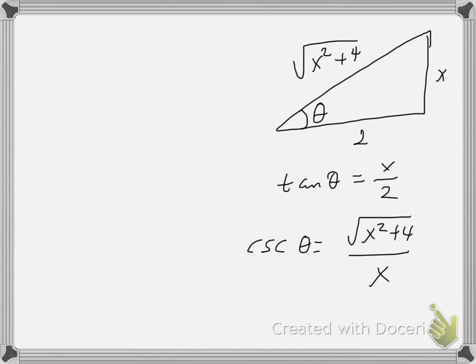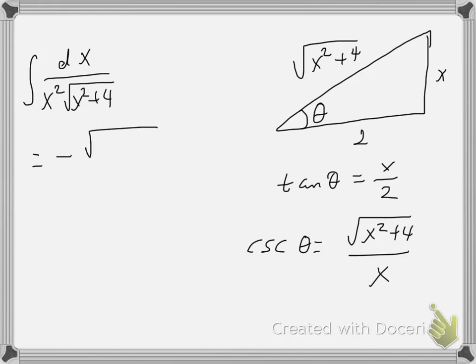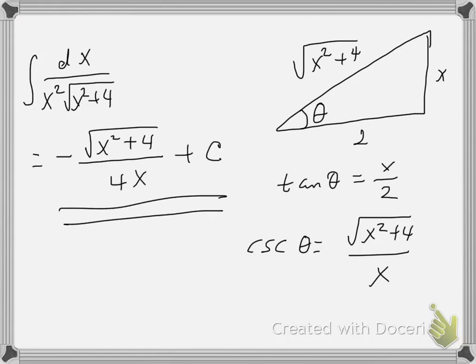And so what we're going to get is the integral of dx over x squared times the square root of x squared plus 4 is simply going to be equal to negative the square root of x squared plus 4 all over 4x plus an arbitrary constant of c.